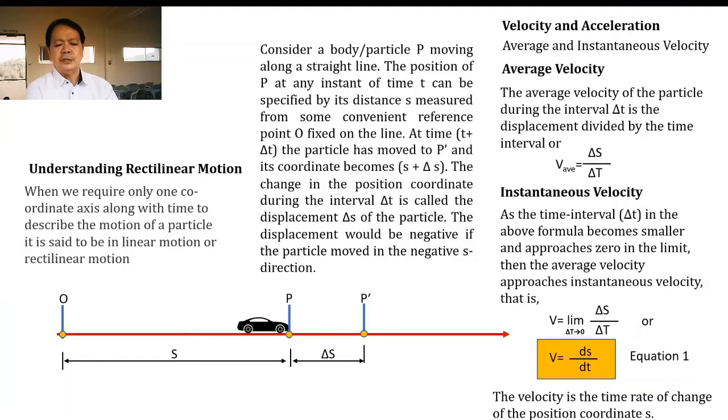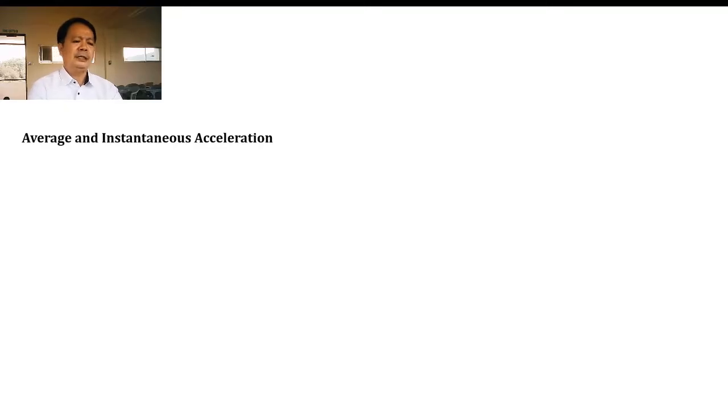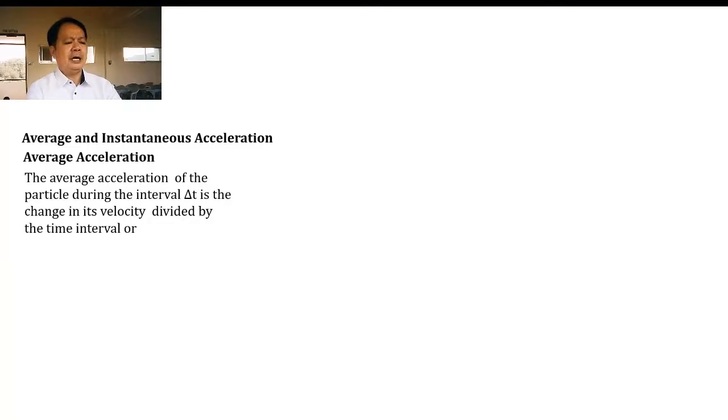They are also called the time rate of change of the position coordinate, or ds over dt. Now, ganun din ang application sa tinatawag nating average and instantaneous acceleration. Pag sinabi nating average acceleration, tumutukoy yan sa ratio of the change in the velocity divided by the time interval. Kaya kapag isinulat natin siya, average acceleration is equal to delta v over delta t.